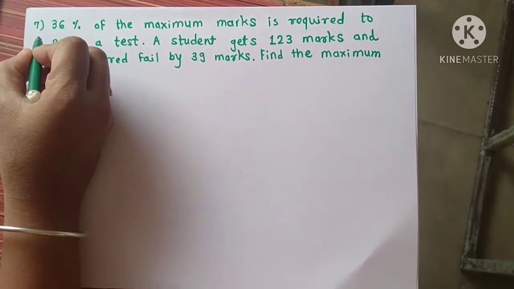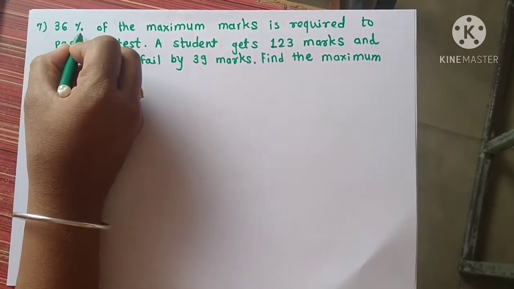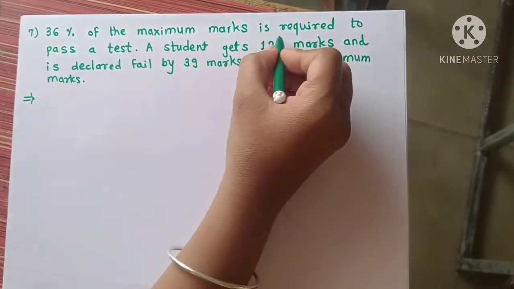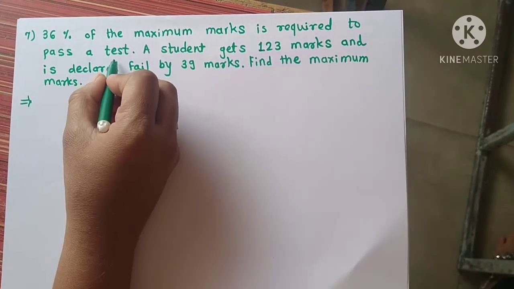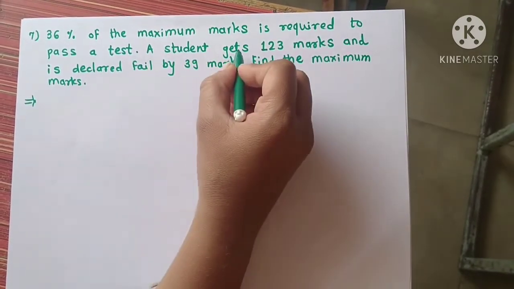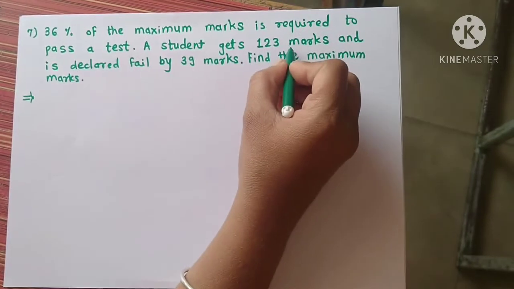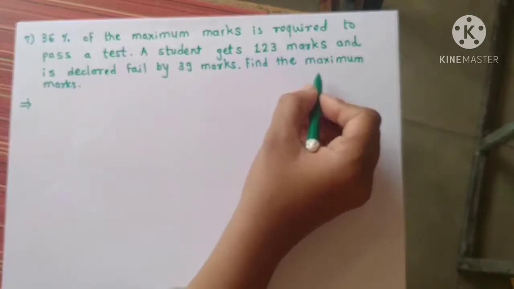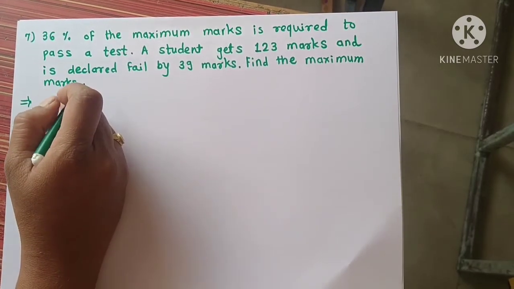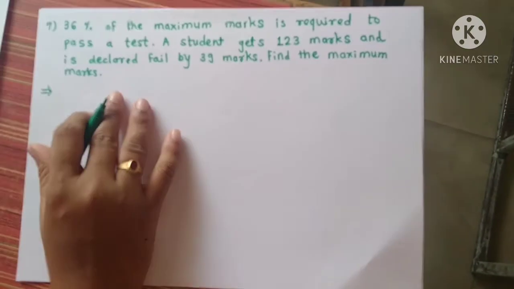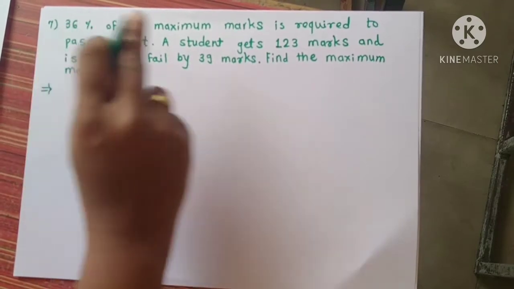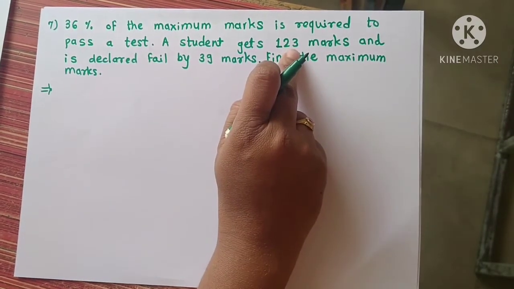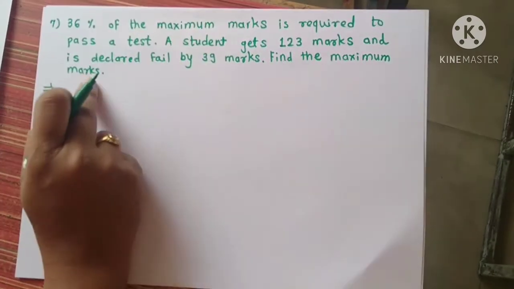Now question number 7: 36% of the maximum marks is required to pass a test. A student gets 123 marks and is declared failed by 39 marks. Find the maximum marks. Students, here that particular student gets 123 marks. Okay, so we have to find out the maximum marks.